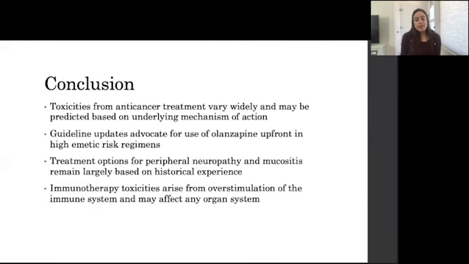So to conclude, toxicities from anti-cancer treatment vary widely and may be predicted based on underlying mechanism of action of the drugs. Guideline updates do advocate for the use of olanzapine upfront in high emetic risk regimens. Treatment options for peripheral neuropathy and mucositis remain largely based on historical experience, and immunotherapy toxicities arise from overstimulation of the immune system and do have the potential to affect any organ system.